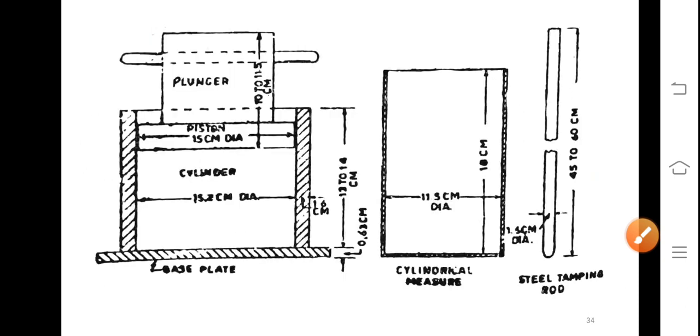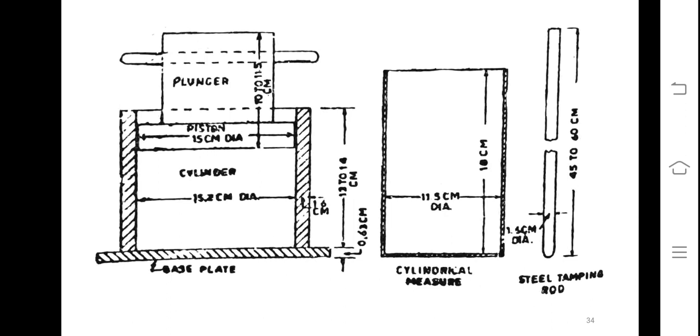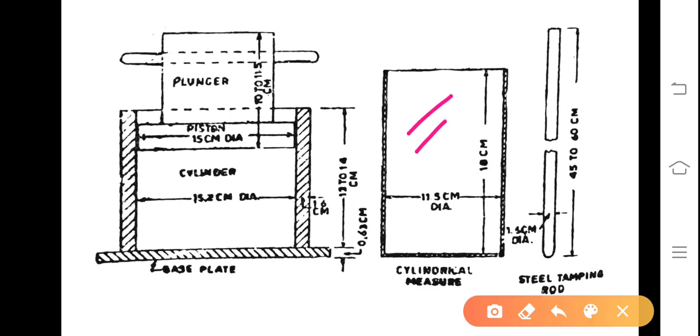This is the apparatus which we will be going to use. You will see each and everything in laboratory when we do the practicals. However, for your information, all the dimensions etc. are given. This is the cylindrical measure. This is the mold of standard specified dimension by IRC and other IS codes. This is a plunger which is used for loading purpose. This is the base plate.